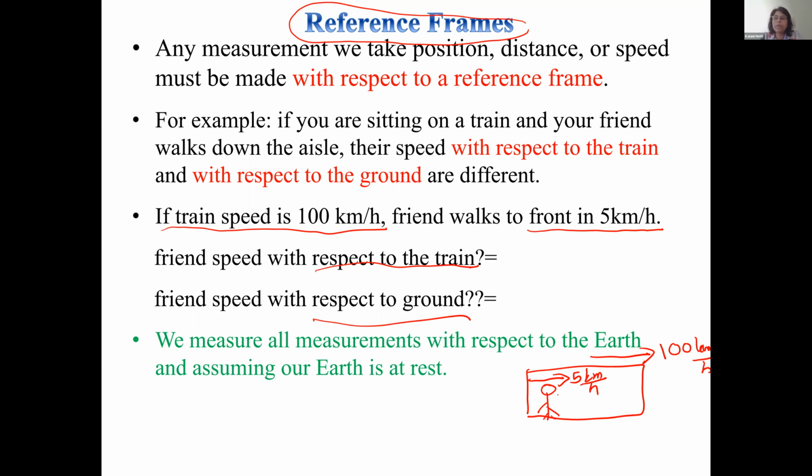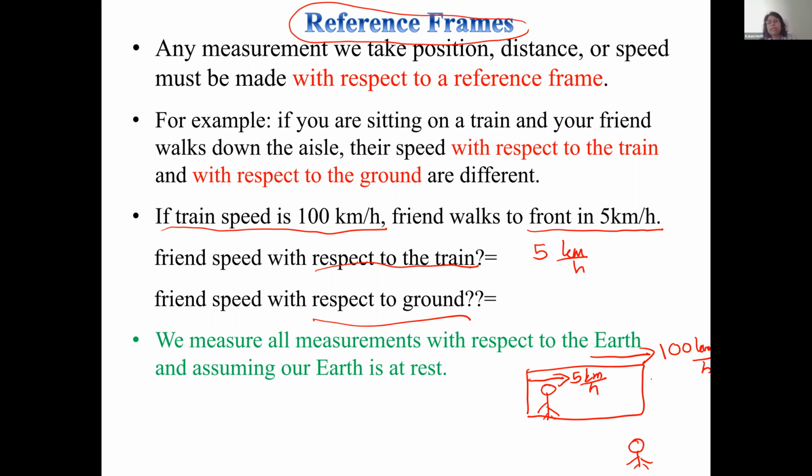that means you're going to think of the train at rest, because inside the train, the person feels only the person's own speed, right? Because of that, with respect to the train means the train is at rest. At that time, your friend's speed is 5 kilometers per hour. Okay. But the friend's speed with respect to the ground, that means there is a third person sitting outside. You are watching the friend walking inside the train.